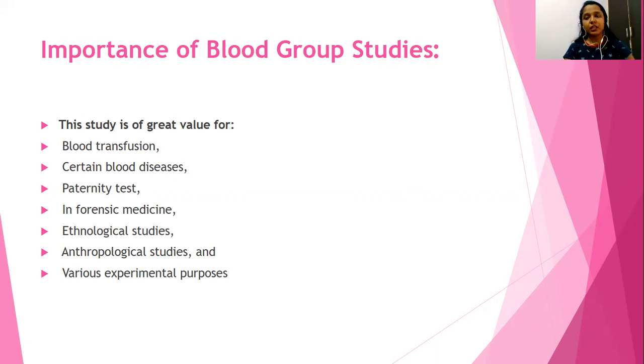Also, by doing blood group analysis, we can go for studying certain blood diseases and the paternity test. If there is a dispute between the father and the child, to clarify that we can go for the blood group studies. But now we have the DNA fingerprinting technique. More advanced DNA fingerprinting techniques are there to sort out paternity tests and all.